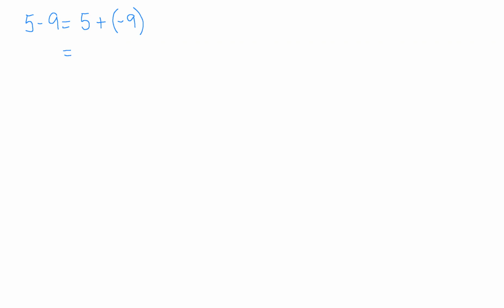All right. I'm adding two numbers that have different signs. I want to find the difference between the positive and the negative. So I subtract. 9 minus 5 is 4. But in this case, I have more negative. So my final answer is going to be negative 4.